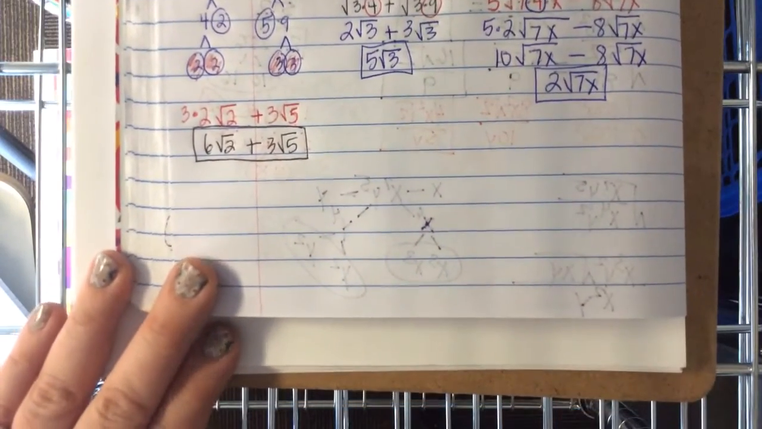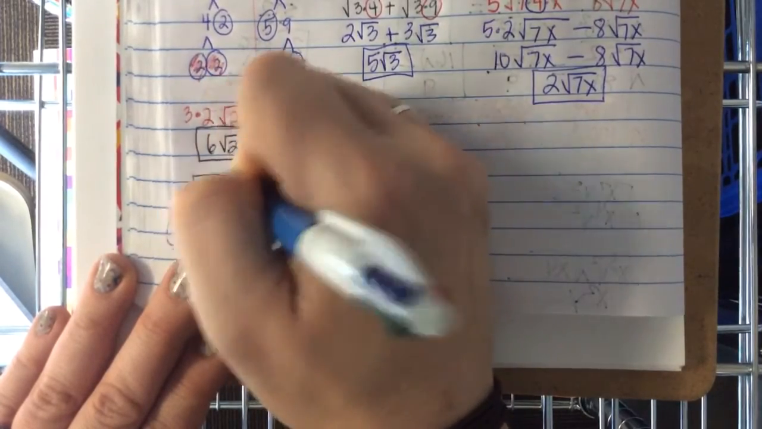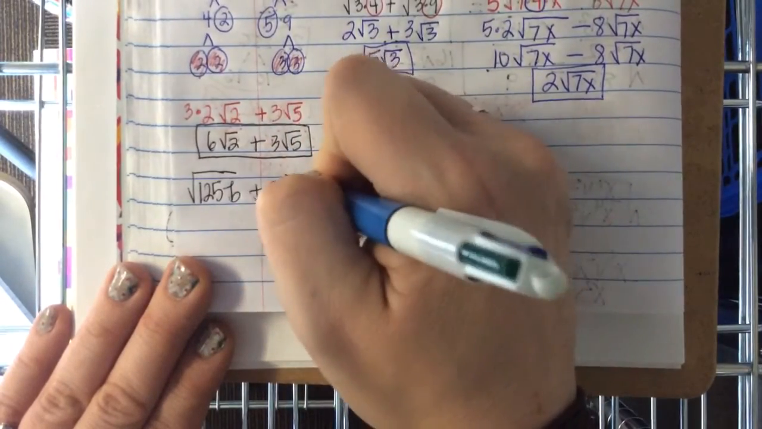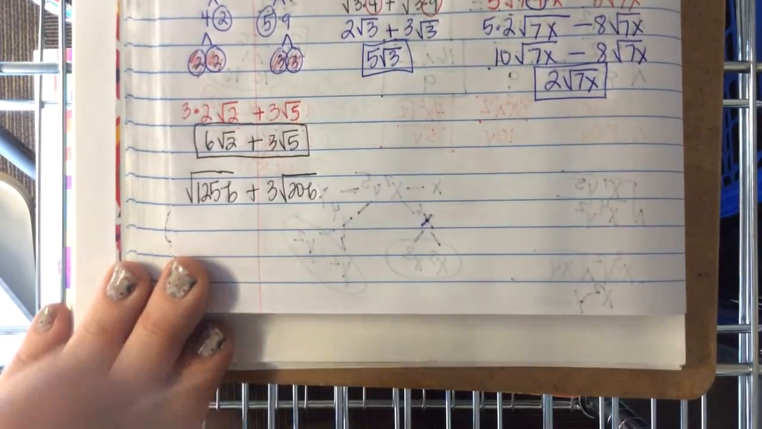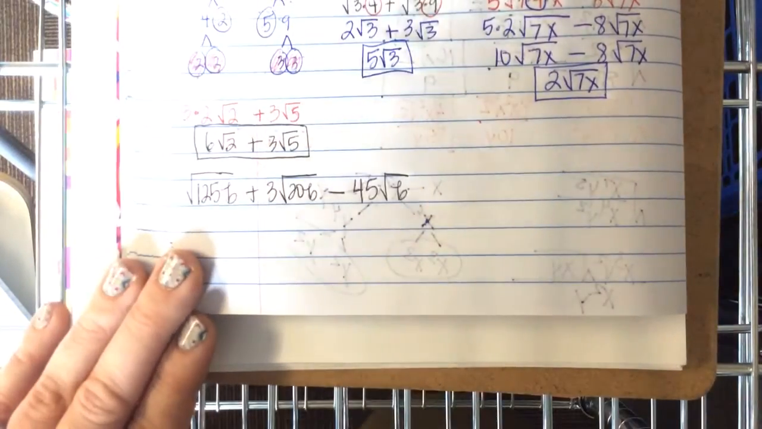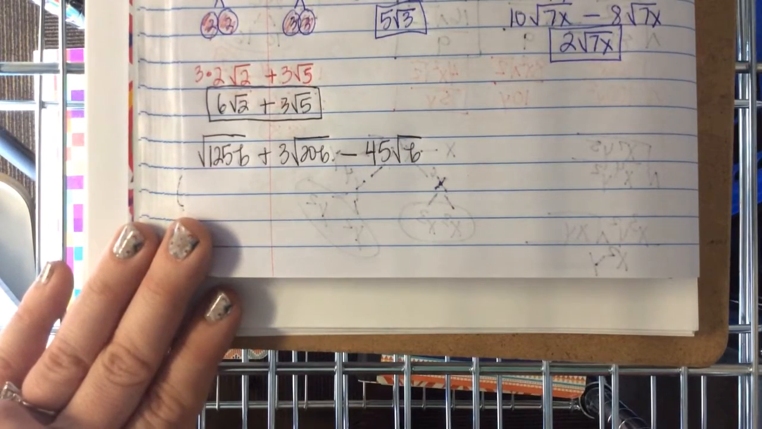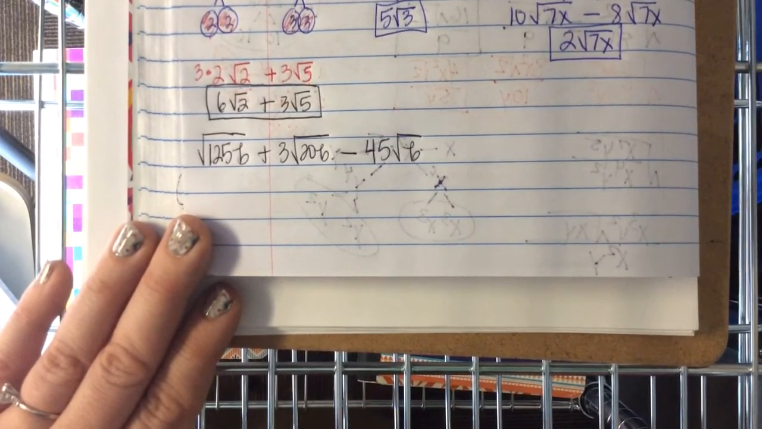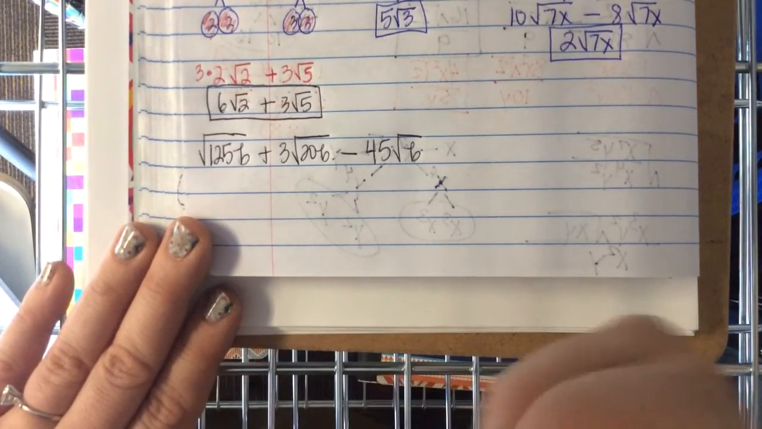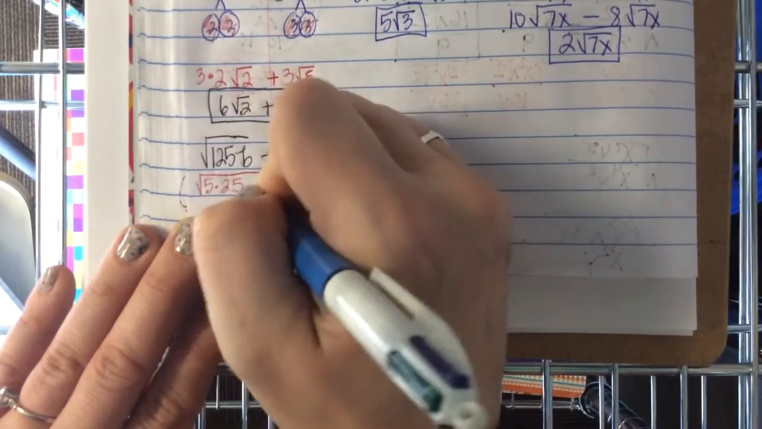Let's try one that looks scary but isn't scary. Radical 125b plus 3 radical 20b minus 45 radical b. Do you know factors of 125? It should be something that you become familiar with. 5. 5 and 25. 5 times 25 times b.